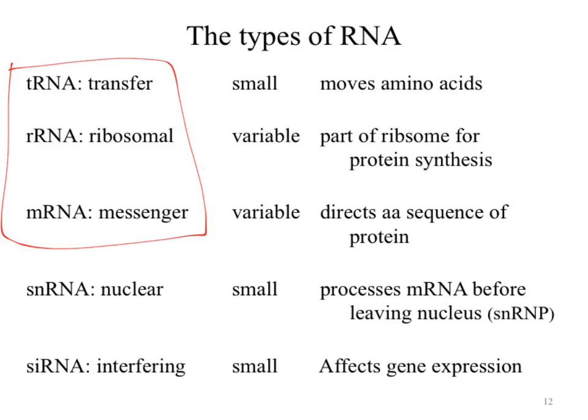Turns out there's a whole bunch, or a slew of other possible RNAs. So some of the common ones, snRNA. This is a small nuclear RNA, hence the SN. It processes the mRNA before it leaves the nucleus. Okay, so our mRNA has a bunch of extra stuff in it that we need to get rid of.